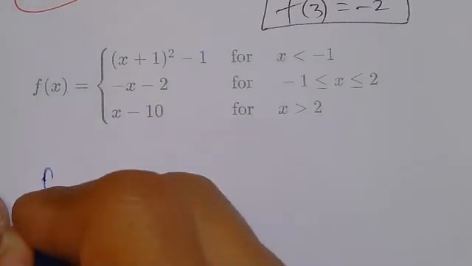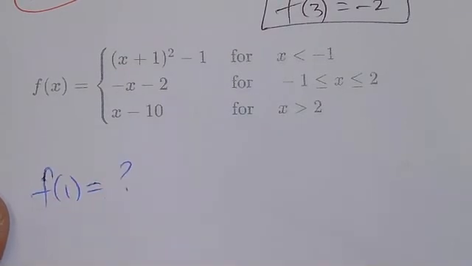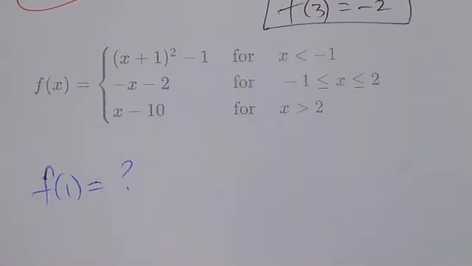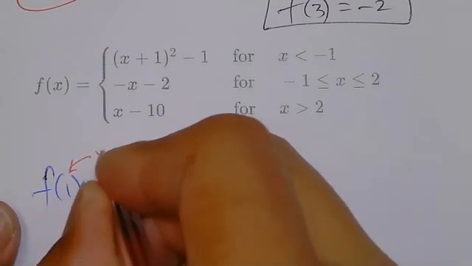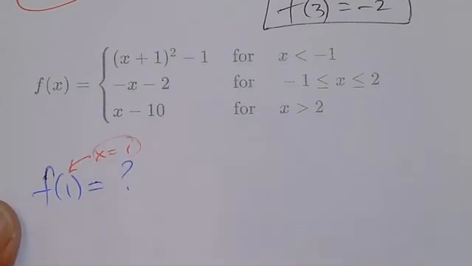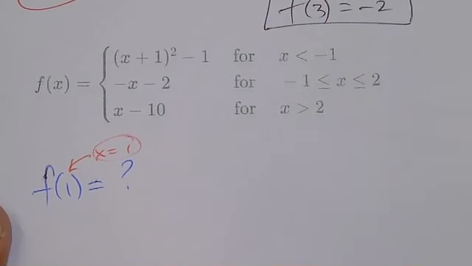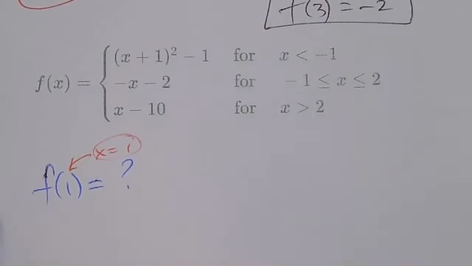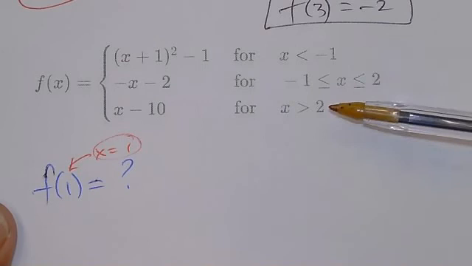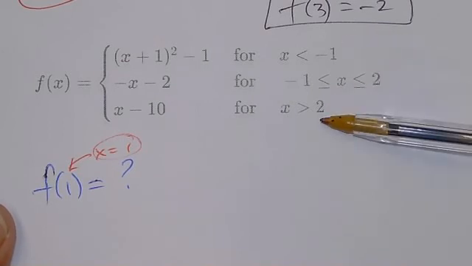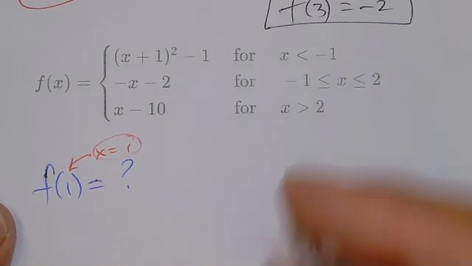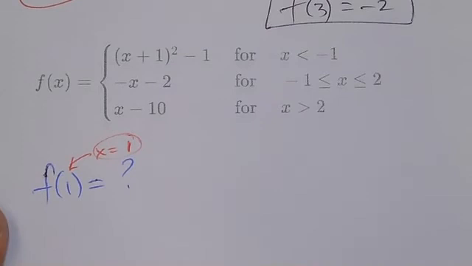Okay, what would you get for f of 1? Which function would you use for f of 1? Well, that means x is 1. That means my value of x is 1. Which inequality is x equal to 1? The first one, the top one, the second one, or the third one? You don't use all three.